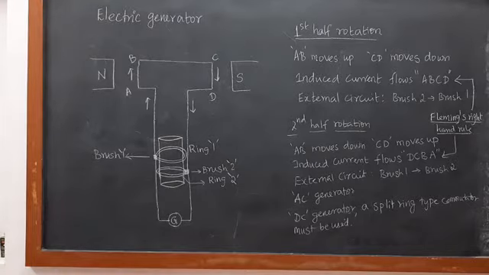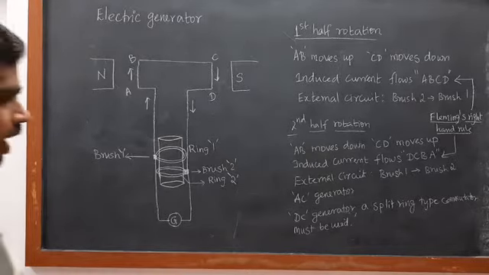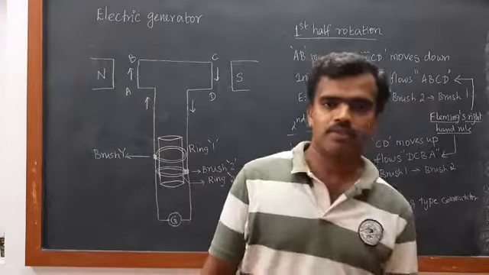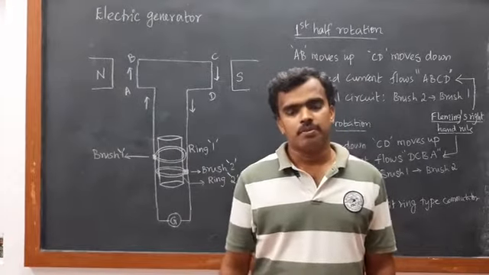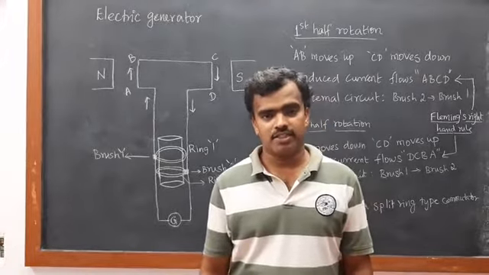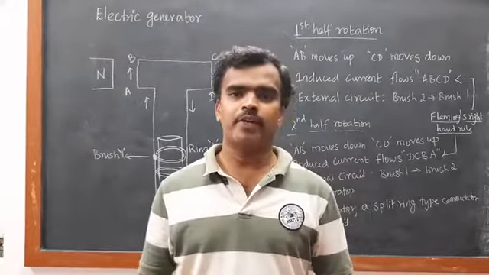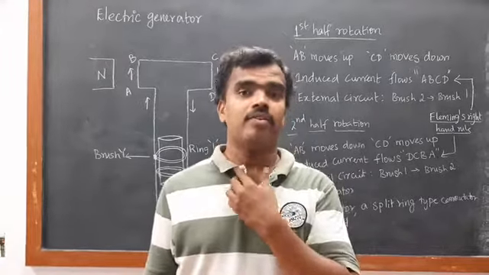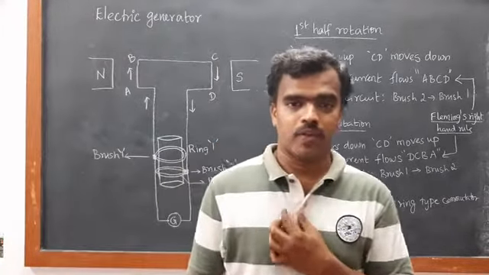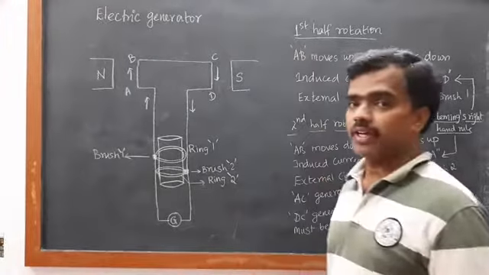We have the electric generator. As I said in the previous video, the principle of the electric generator is electromagnetic induction and Fleming's right hand rule. By using Fleming's right hand rule, we can identify the direction of induced current. Okay, now let's move on to the topic directly.